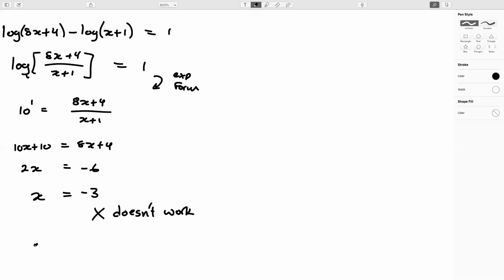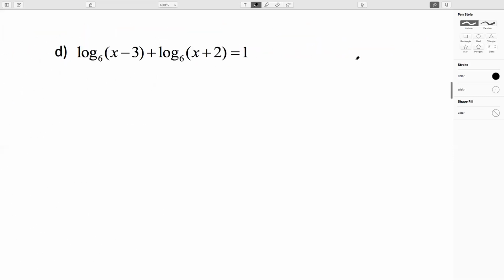So this particular question has no solution. Make sure you double check. Oftentimes I'll see on something like a test, people will go through everything and do it all 100% right, but they'll forget to check their answer, and then their answer won't actually work. And they'll say that minus 3 is the answer when in fact there is no answer. All right, let's try another one.